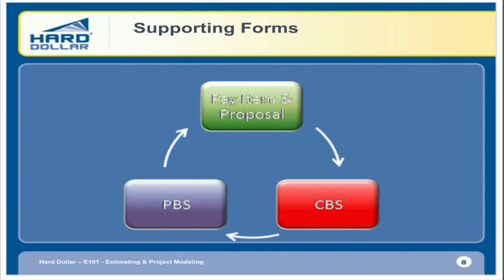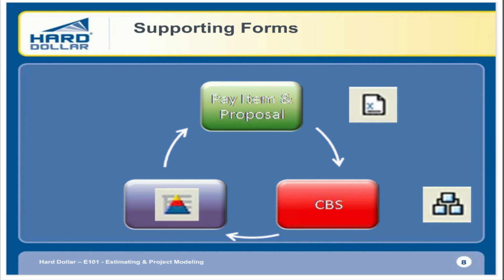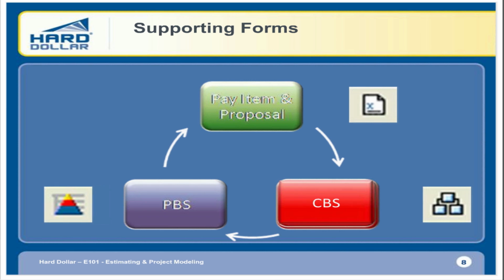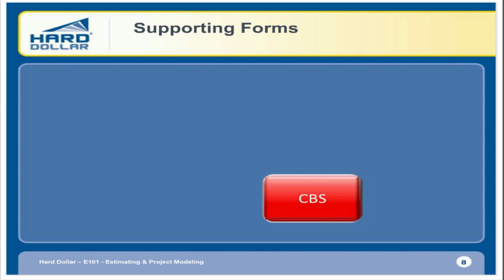Throughout this course, we will refer to three primary forms that will be used to develop an estimate and ultimately a proposal. These forms are pay item and proposal, CBS or cost breakdown structure, and PBS or price breakdown structure. The icons displayed on the screen are the same that you will see within the hard dollar application and are indicators of where to click to access these forms.